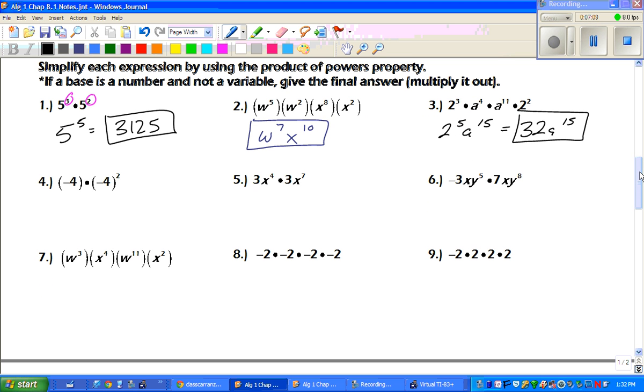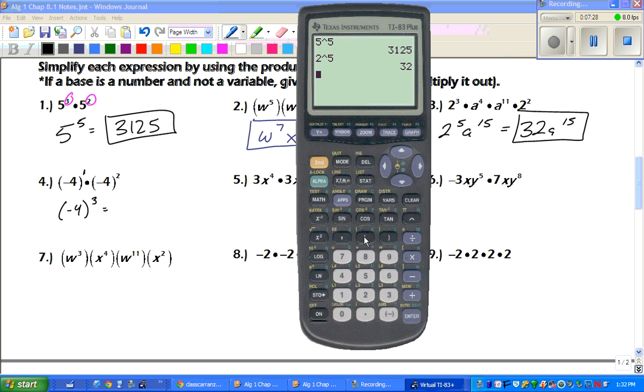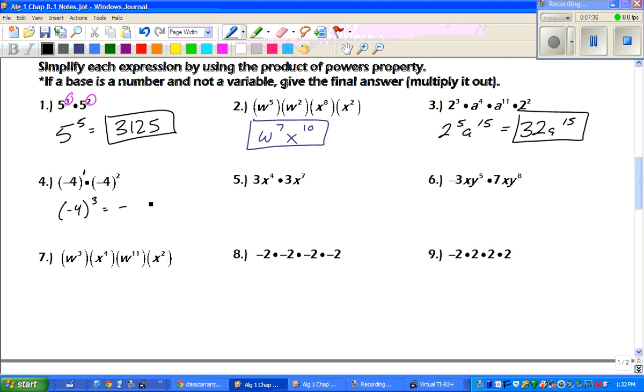Okay, negative 4 times negative 4 squared. Now, you need to be careful, because how many negative 4s do we have right there? We've got 1. So we have a total of 3. Okay? Now, when you're typing that into the calculator, I would type it in exactly as you see it. Okay? And it gives us negative 64.